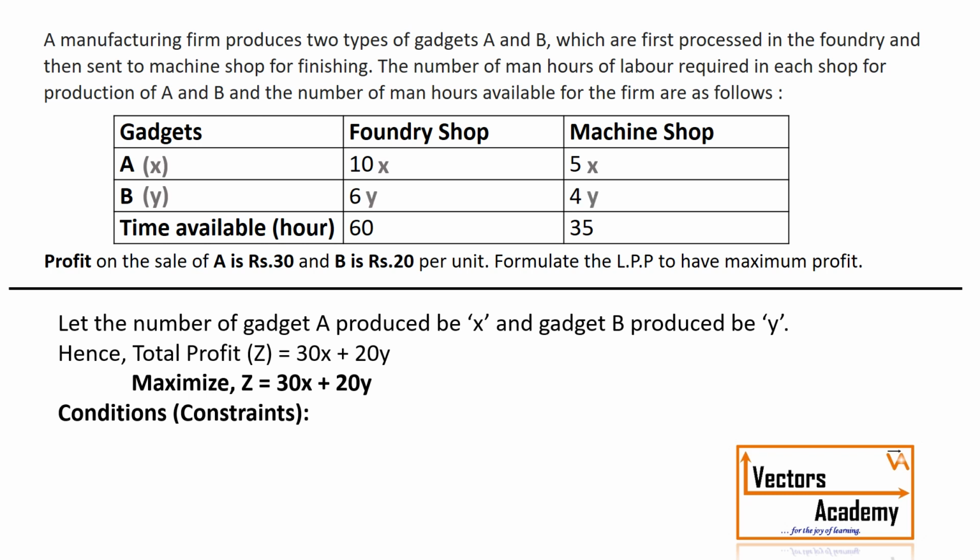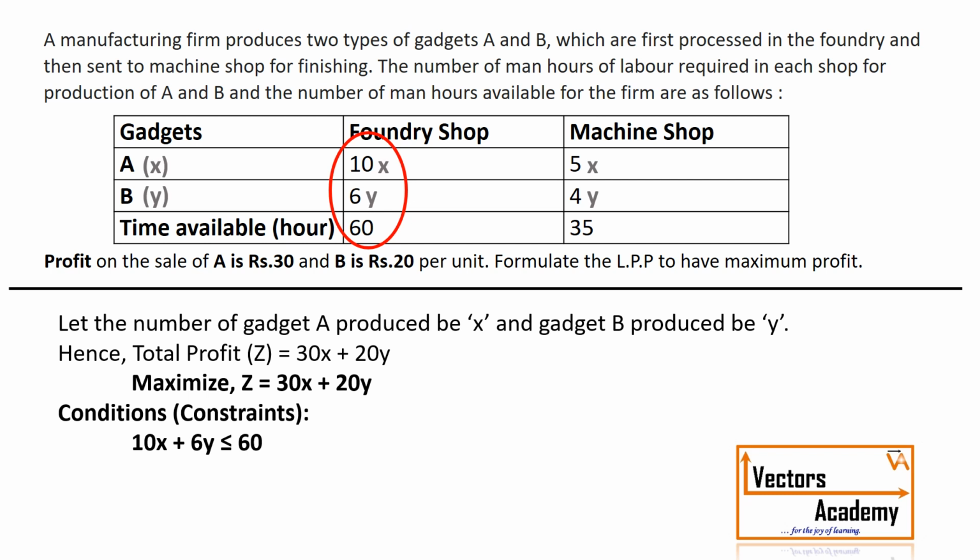Now if you look at the column of foundry shop, the time required for producing gadget A is 10x and producing gadget B is 6y. So the total time required in foundry shop is 10x plus 6y. But the time available in foundry shop is just 60 hours. So we cannot use more than 60 hours. We can use less than 60 hours but not more than it. So the inequation sign there will be less than or equal to. So our first condition is 10x plus 6y is less than or equal to 60.